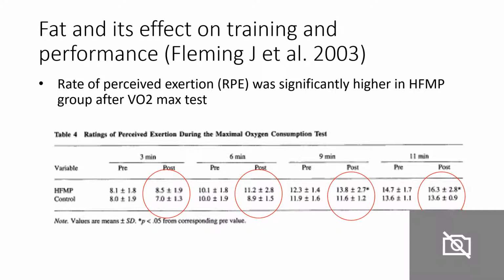Rate of perceived exertion was also measured during this study, and when you look at the data of the high-fat, moderate protein diet group, specifically at 9 minutes and 11 minutes of the VO2 max test, you find a significant increase in the RPE, or rate of perceived exertion, as noted by the asterisks. When you compare the high-fat, moderate protein diet group to the control group, you don't necessarily see a significant difference, but you do notice that at the post-measurement of RPE, the high-fat, moderate protein group is higher in RPE than the control group.